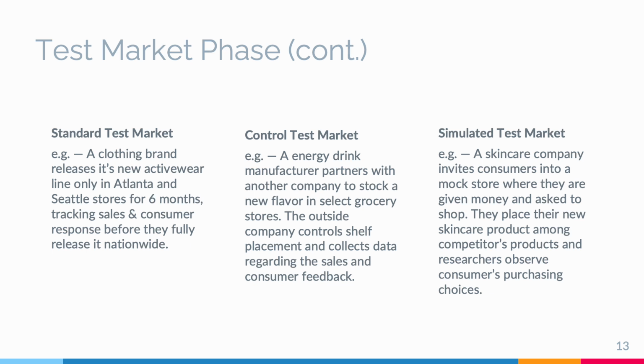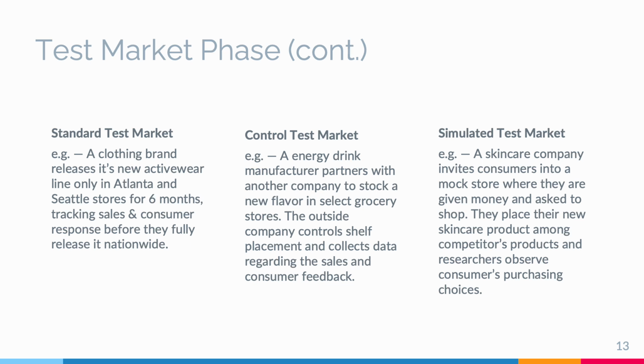For a standard test market, a clothing brand releases its new activewear line only in Atlanta, Georgia, and Seattle, Washington stores for 6 months, tracking sales and customer response before they fully release it nationwide. This will give them a chance to just test it out in a select location for a select amount of time before they go and fully release the product.